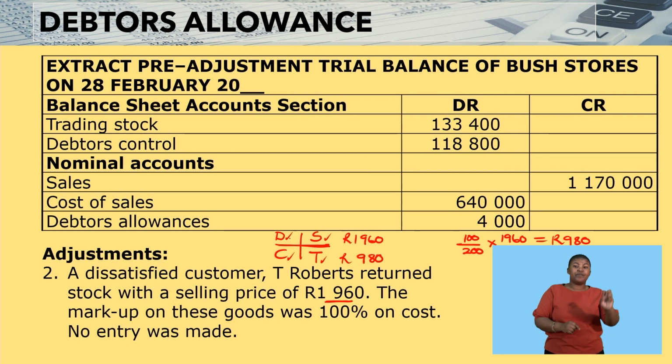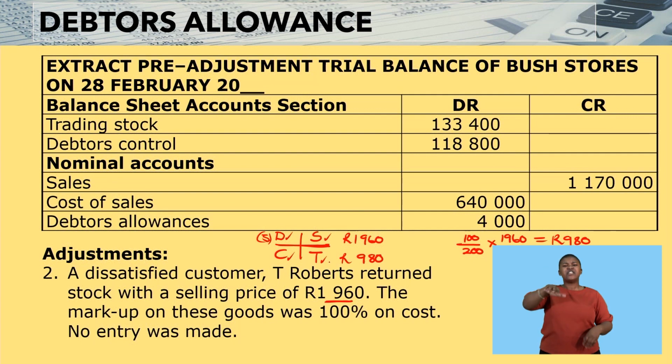So the first two accounts, that is my debtors control, we're talking note number 5, trade and other receivables. Sales, statement of comprehensive income. Cost of sales, statement of comprehensive income. And then this trading stock is note number 4.